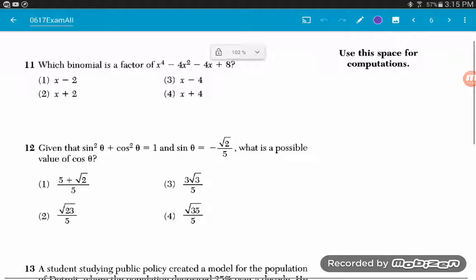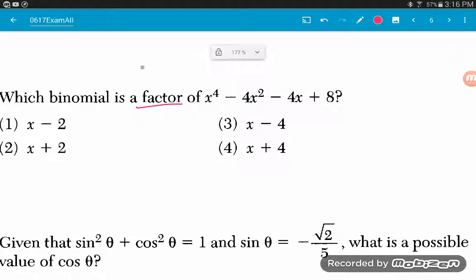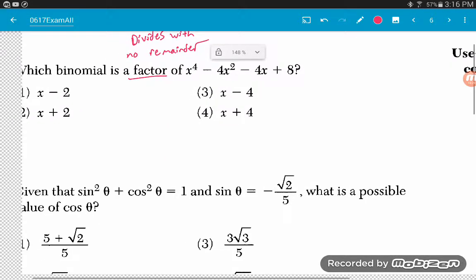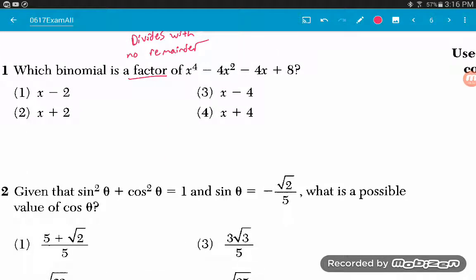Question number 11. 2 more questions left, and then we'll stop this video. What binomial is a factor of x to the 4th minus 4x squared minus 4x plus 8? There are different ways to figure this out. You need to remember what a factor is. A factor means it divides in evenly with no remainder. So do you want to do 4 divisions? Probably not. 4 divisions doesn't sound like fun.